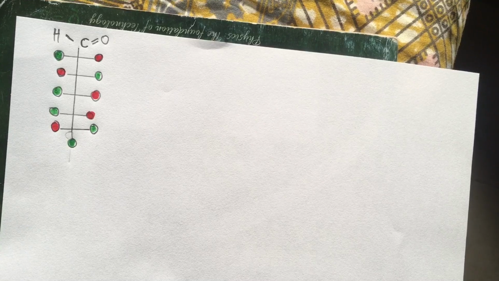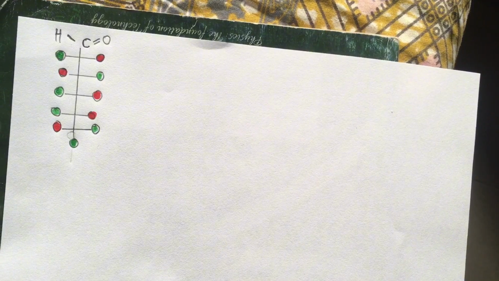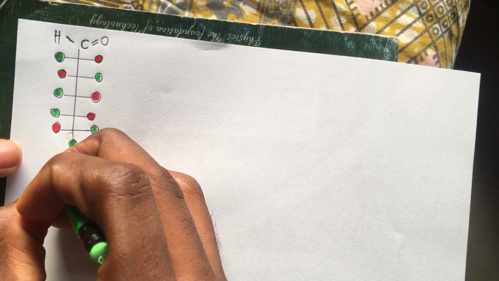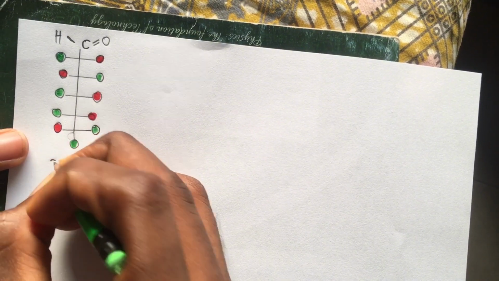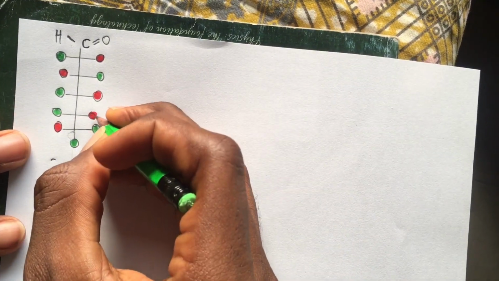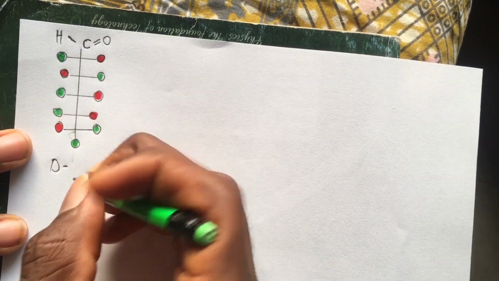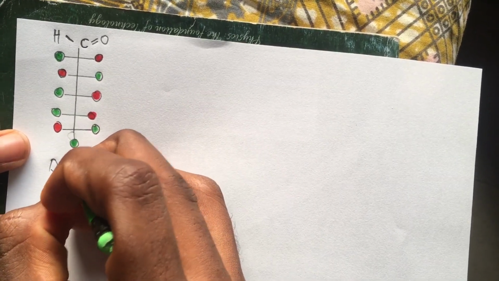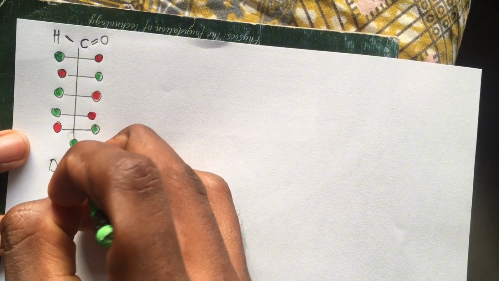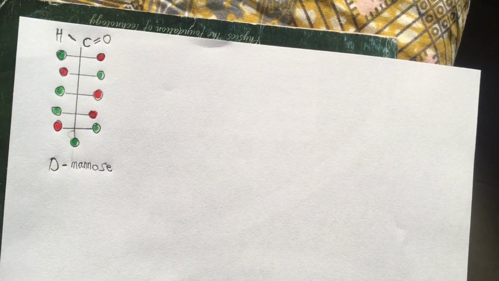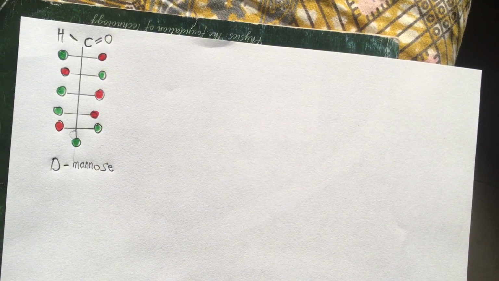Alright, so this one that you're seeing here, let's say this one is a sugar molecule. We don't know the actual name, but because the OH group is on the right, let's call it D. Let's see this one as D-mannose. Though it is not mannose, let's call this one D-mannose. So now if this one is D-mannose, let's try and draw the epimer of it.